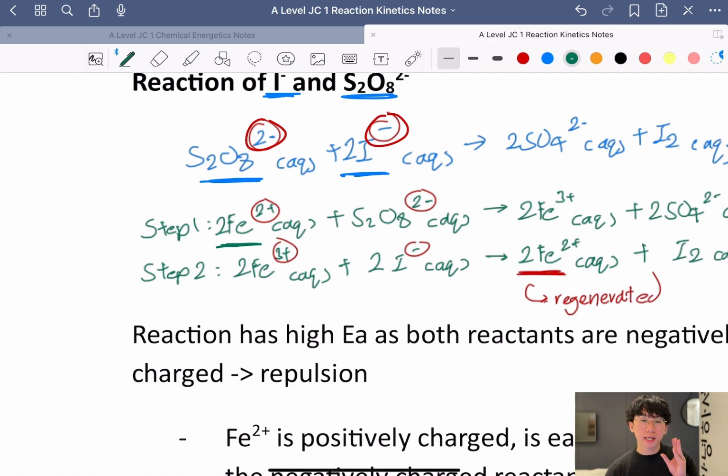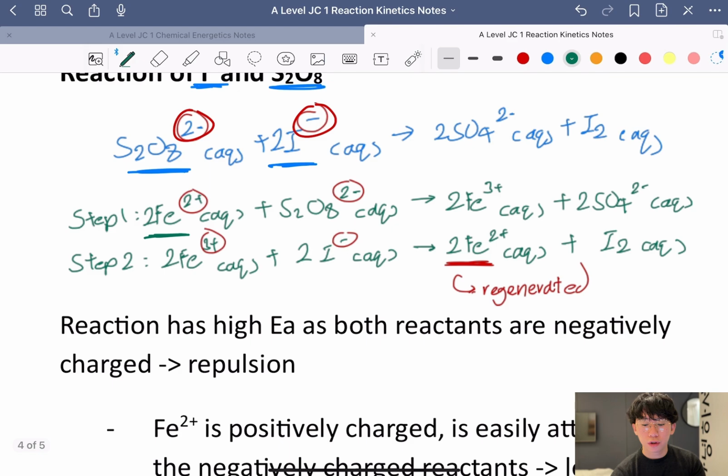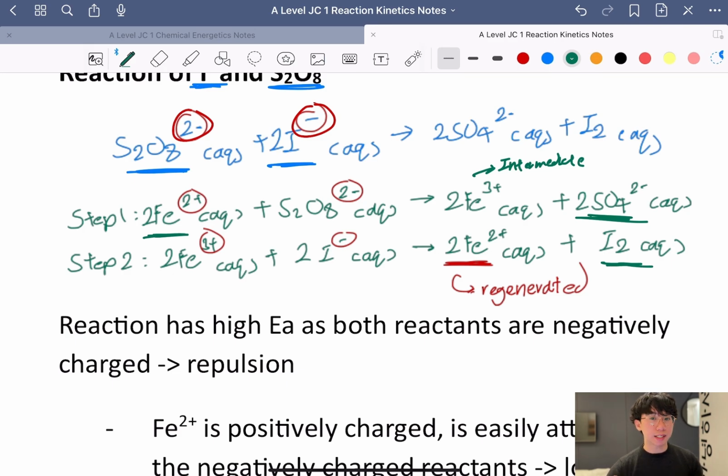So what Fe2+ does is it acts as a positively charged cation that would react with each of the reactants separately. So in your step 1, your Fe2+ reacts with S2O8 2- to give one of the products. And then in step 2, your Fe3+, which was generated from step 1, is actually the intermediate. This intermediate would react with I- to give your second product, and it would regenerate the catalyst.